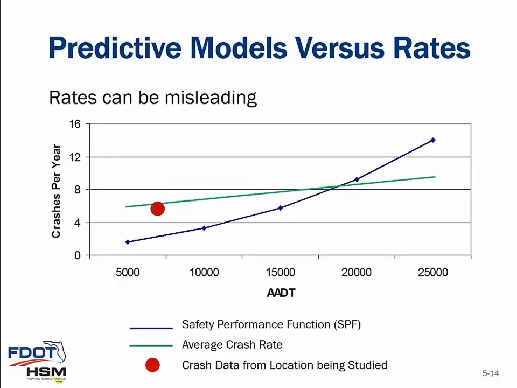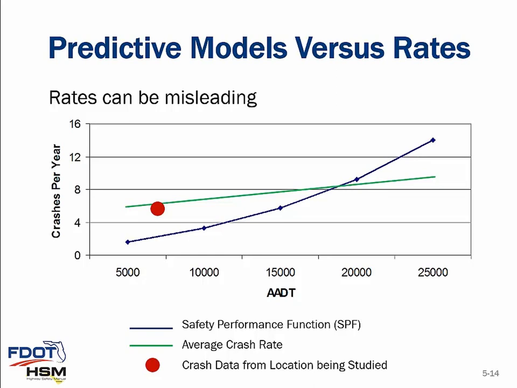This slide shows several different pieces of information. The blue line is the safety performance function. The green line is an average crash rate, which is linear and increasing as ADT increases across the bottom scale, or the x-axis.